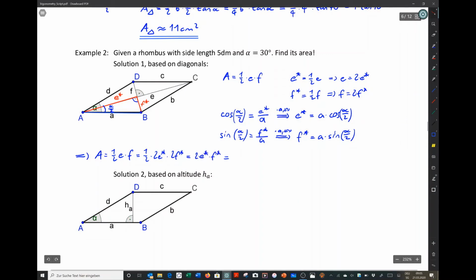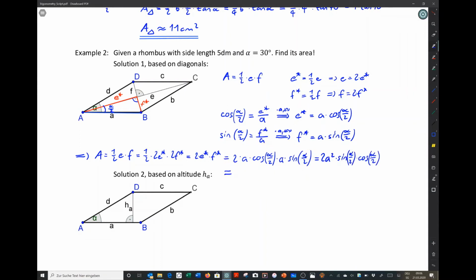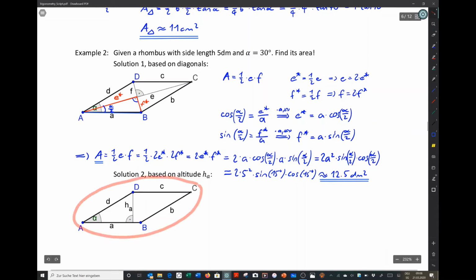This simplifies to 2 times e star times f star, and now inserting these results and the values we get 2 times 5 squared times sine of 15 degrees times cosine of 15 degrees, and so we find an area of approximately 12.5 square decimeters. Now try to find the area in a second way using the altitude HA, again using trigonometry. Do it on your own, stop the film, and here comes the solution.